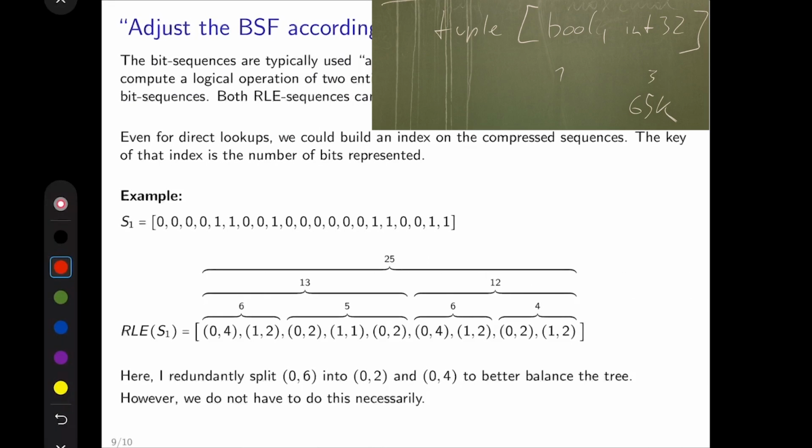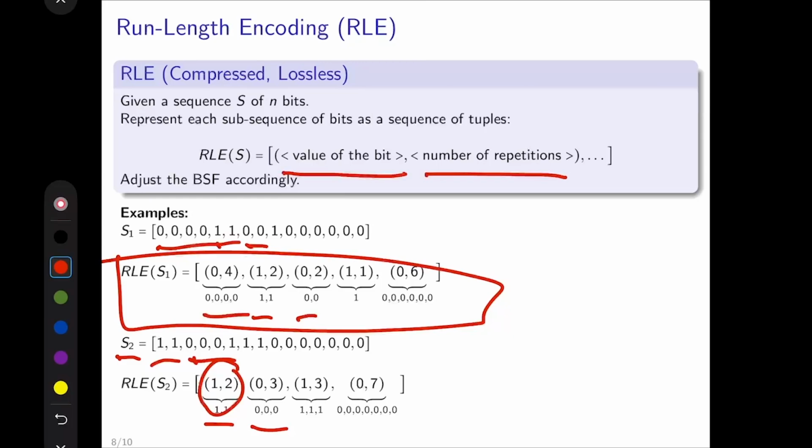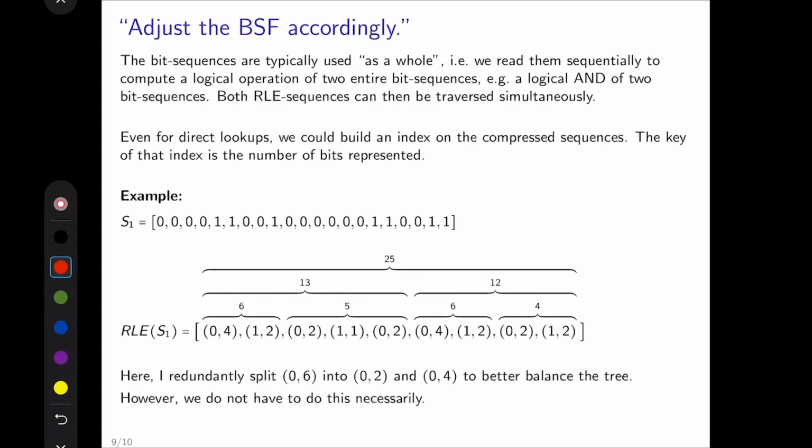Okay, so I wrote a sloppy sentence here. Adjust this function accordingly. So now I have this run length encoding, but what does it imply for this function giving me a specific bit or allowing me to set a specific bit? There are 2 ways to access those bit lists. Typically they're used as a whole. You have 2 huge bit lists and you do an AND operation or something on these 2 bit lists. We'll get to that in a moment, but we read them sequentially. What if you want to access this stuff at a specific position, say at position 12?